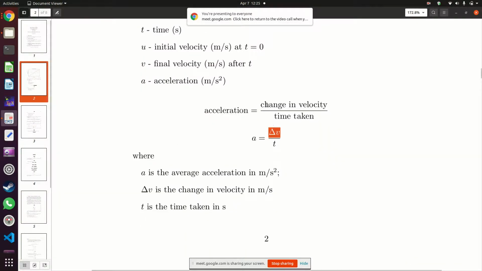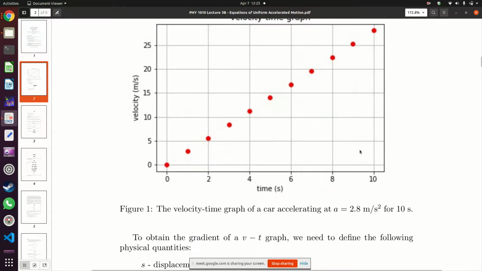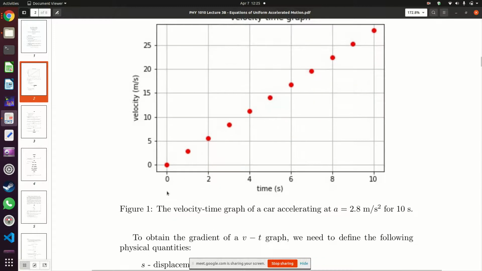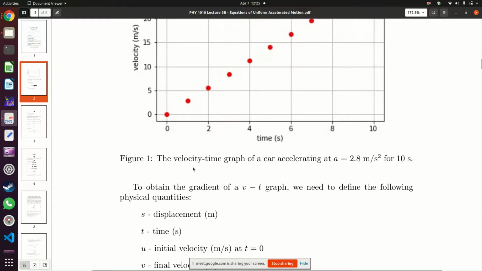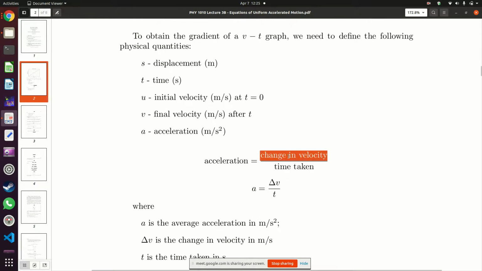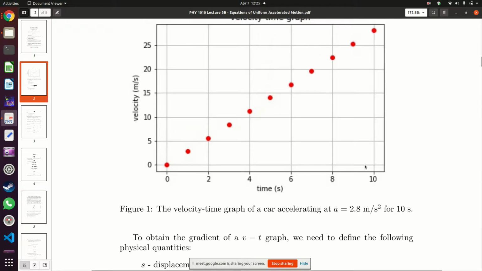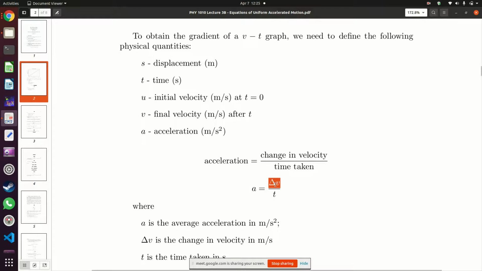So this bit on top is the change in velocity. When you start from this point, the velocity here is u equals 0. That's our initial velocity. And when you end at that point, our final velocity v is equal to 28 meters per second. So the change in velocity is the final velocity, 28 meters per second, minus the initial velocity, 0 meters per second, which equals 28 meters per second. That's how you work out the change. Then you divide by how much time it took to carry out the change, which is 10 seconds.